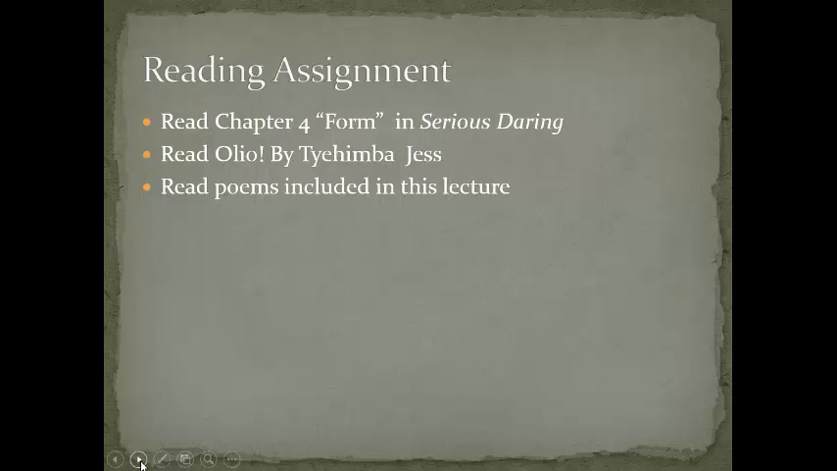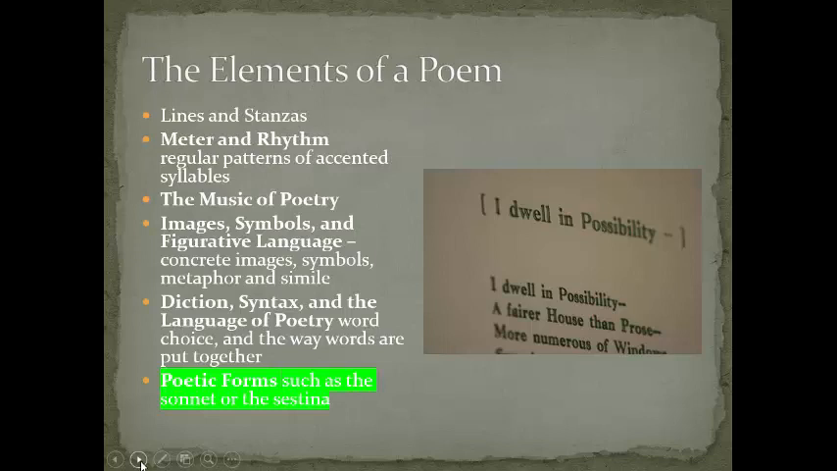Then I'd also like you to read Olio by Tyehimba Jess. This is one of the required books for this course and can still be purchased at the bookstore. You can get it online, but I don't know that it'll get here in time so you can complete this week's assignment. But maybe you can get it from Wave Books and from Amazon. And I'd like you also to read the poems included in this lecture.